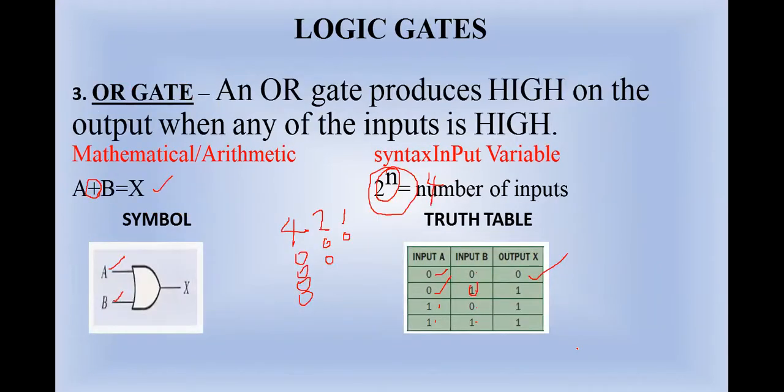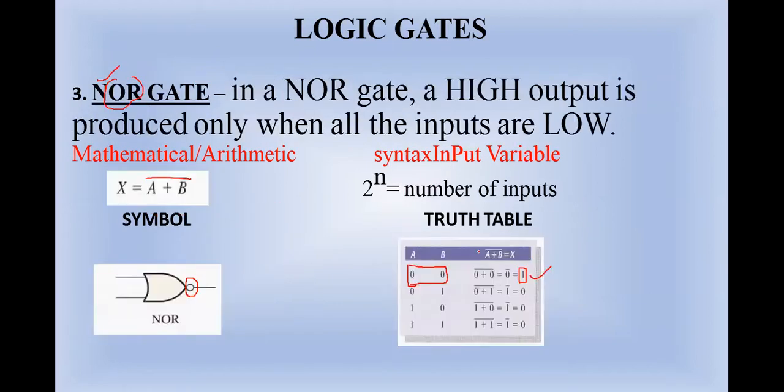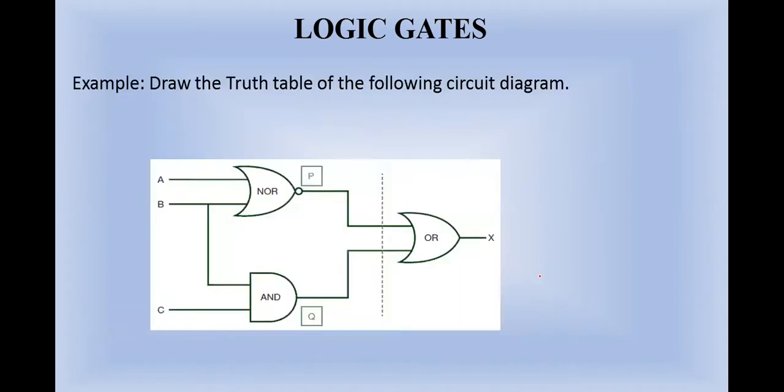Look at the OR gate. At the OR gate, when both of the inputs are 0, it will give you a 0. Now look at the NOR gate. When both of the inputs are 0, it will give you a 1. Let us fully understand this using this example.